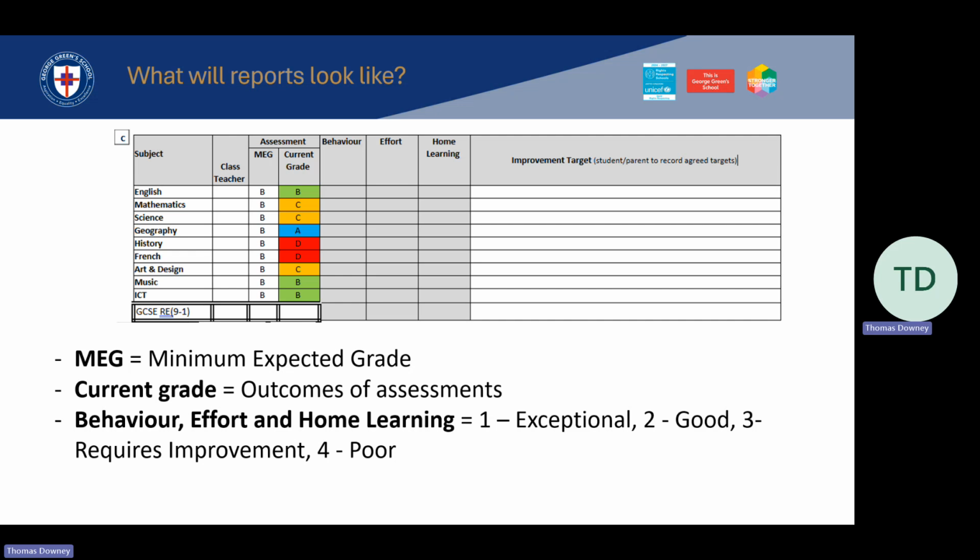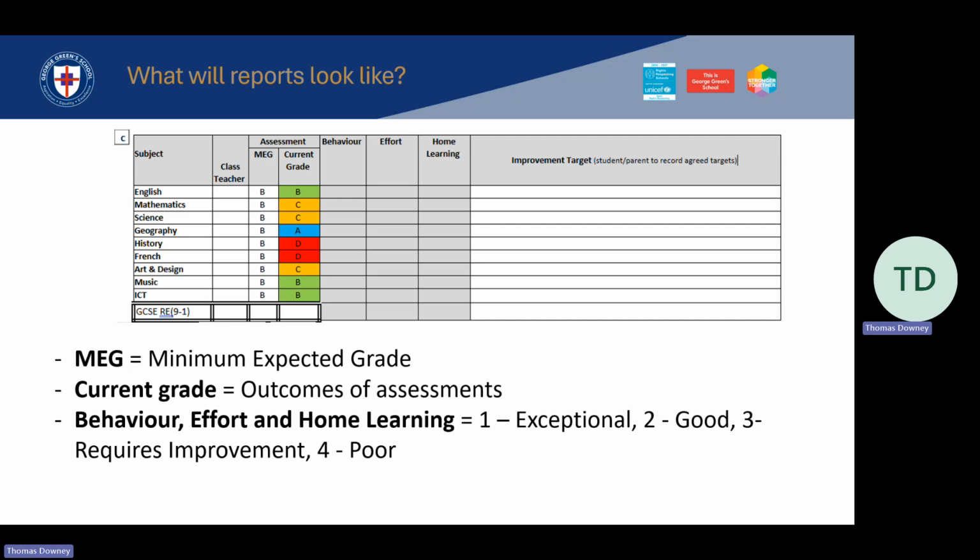Finally, there'll be information from each subject that will be entered by the particular subject teacher. The MEG is the minimum expected grade. The current grade is the outcome of assessments that have taken place so far. These will be color coded. So blue is exceeding the MEG, green is meeting the MEG, amber 1 away from the MEG, and red more than 1 away from the MEG.